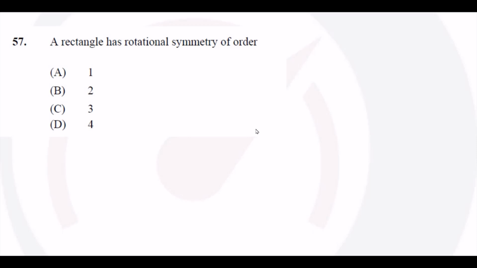Question 57. A rectangle has rotational symmetry of order 2. In videos to come in the future, I'll look at some of these questions more in depth and explain rotational symmetry and do the drawings. The order of 2, alright? That means if you have, let's draw a rectangle, this way it has one symmetry, and this way has another symmetry. So it's called a rotational symmetry of order 2.